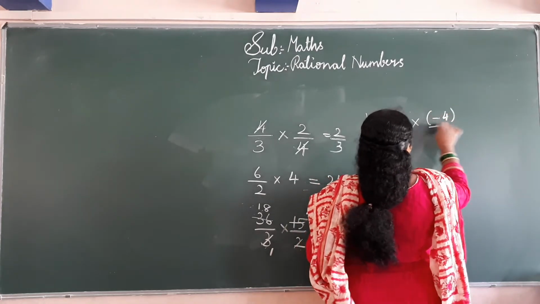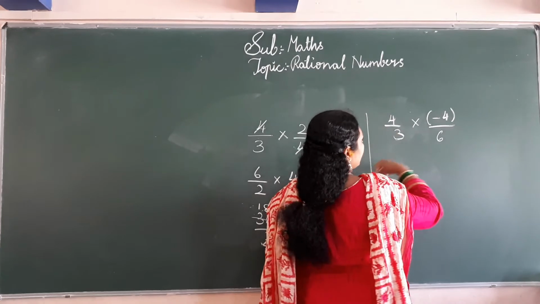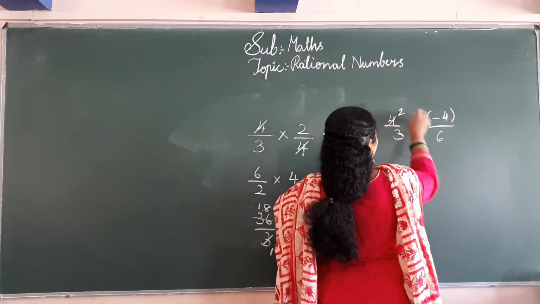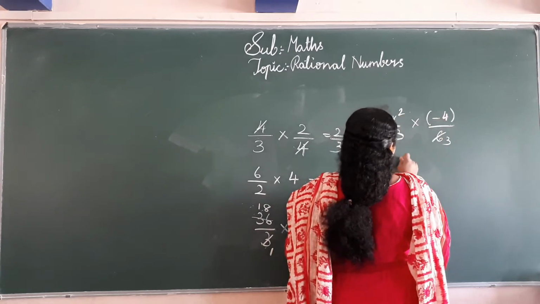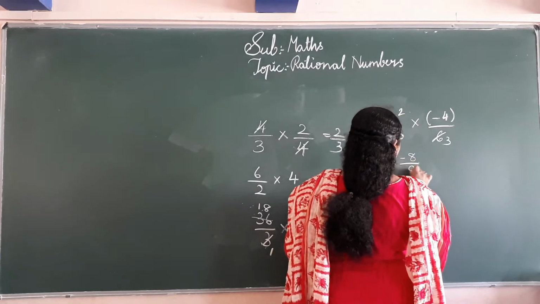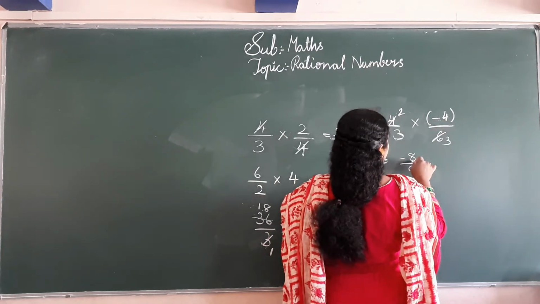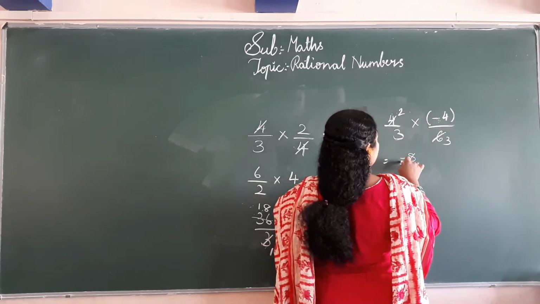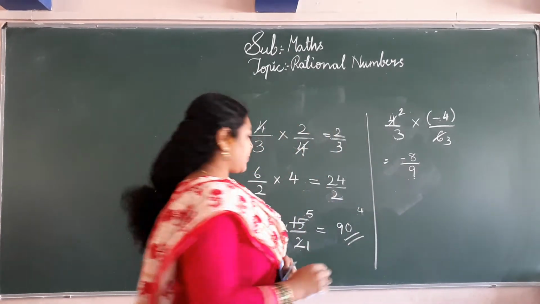Minus 4 by 6. Okay, here we cannot cancel. 2 2s are 4, 2 3s are 6, 4s are minus 8 by 9. See, 2 4s are 8, minus 2 plus minus 3 3s are 9. This can be the answer.